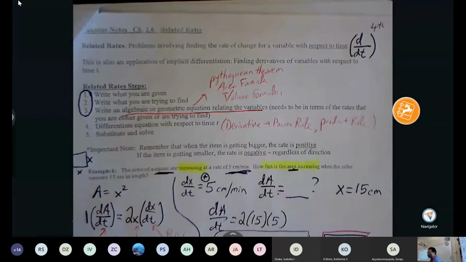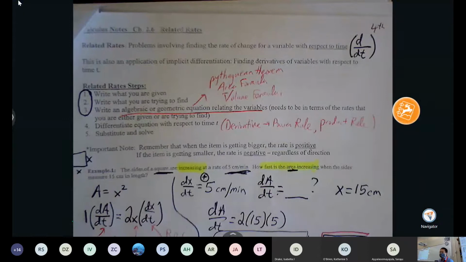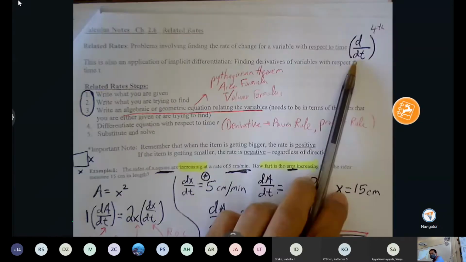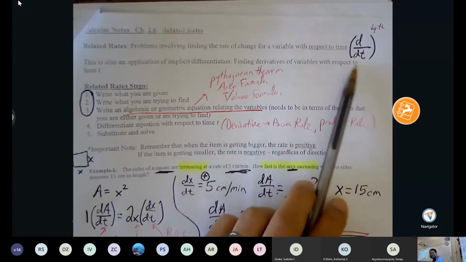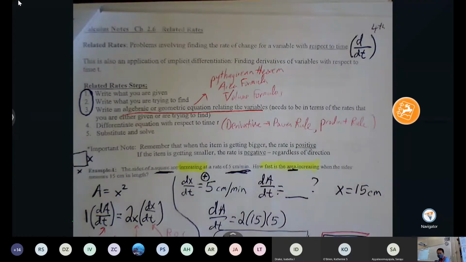We talked about how related rates is similar to implicit differentiation because we have these d over d. Remember, with implicit, we have dy over dx. But we only did it for the y's, right? We didn't do it for the x's because x was already the independent variable. So everything was already with respect to x, so we don't have to do anything additional with x's.